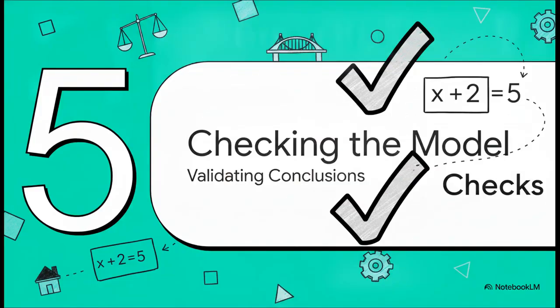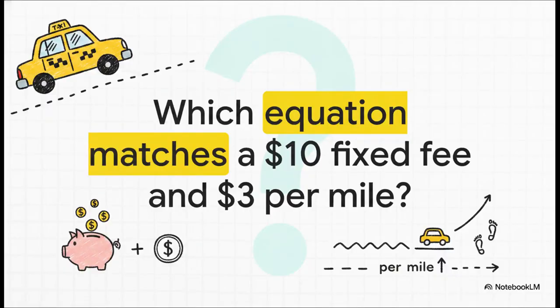Section 5. Checking the model. Now, a model is really only as good as its proof, right? So let's run through 2 quick checks to make sure our algebraic claims actually hold up. For our first check, let's look at a totally new stated relationship and figure out which equation perfectly matches it.